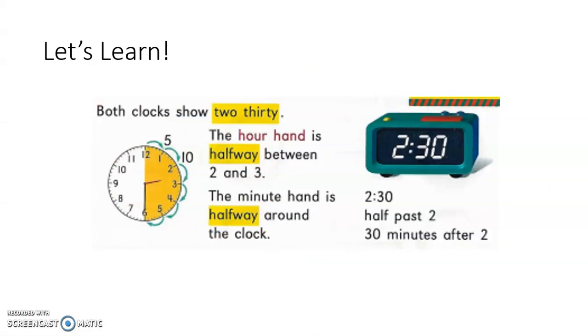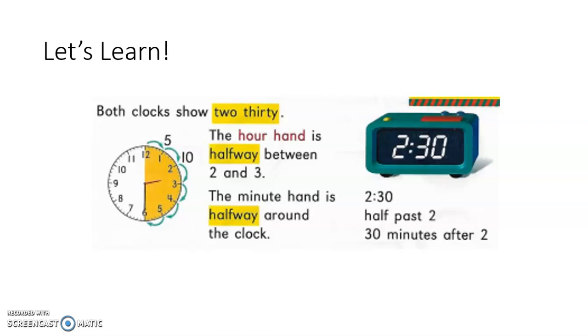All right, so if you look at the clocks on the screen, there are 2 clocks. Again, I gave you both an analog clock and a digital clock. And both of these clocks do show the same time. They show the time 2:30. Now, if you look at the analog clock, you see that the hour hand, the little hand, is halfway between the 2 and the 3. That means it's not pointed straight at the 2 and it's not pointed at the 3. It's in the middle, halfway in between.